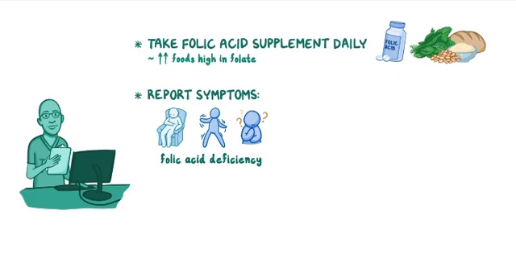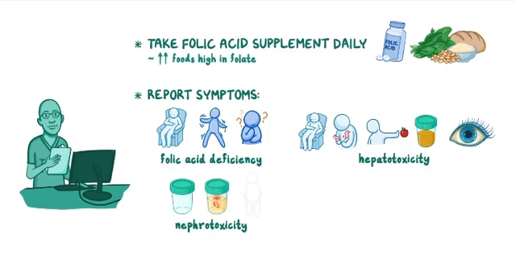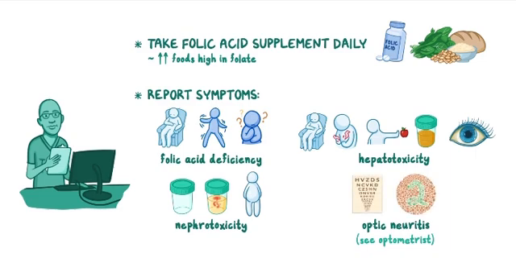Likewise, teach your client to report symptoms of hepatotoxicity, such as fatigue, abdominal pain, anorexia, dark urine, or yellowing of their eyes or skin, as well as symptoms of nephrotoxicity like decreased urine output, blood in the urine, or unusual weight gain. Lastly, advise your client to see their optometrist if they experience symptoms of optic neuritis, such as decreased visual acuity and difficulty distinguishing colors.